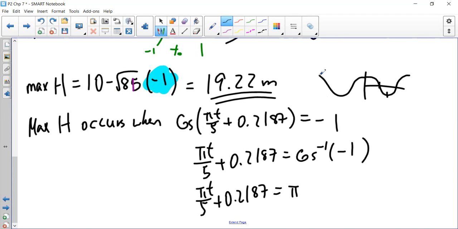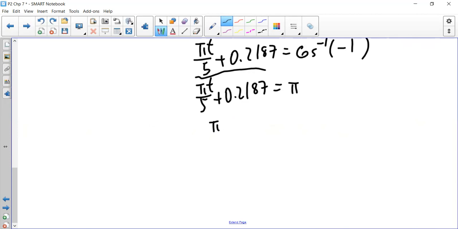Do we need to find the previous one? Some of you might be thinking, do we need to find the previous negative answer? The answer is no, because if you look at pi t over 5 plus 0.2187, the domain is only getting bigger. That means there's nothing negative involved in here. So we don't need to find the previous answer. And do we need to find the next one after the 360 degrees? Well, you can, but that will be redundant because usually we only look for the first positive answer. So then what we do is take away 0.2187.